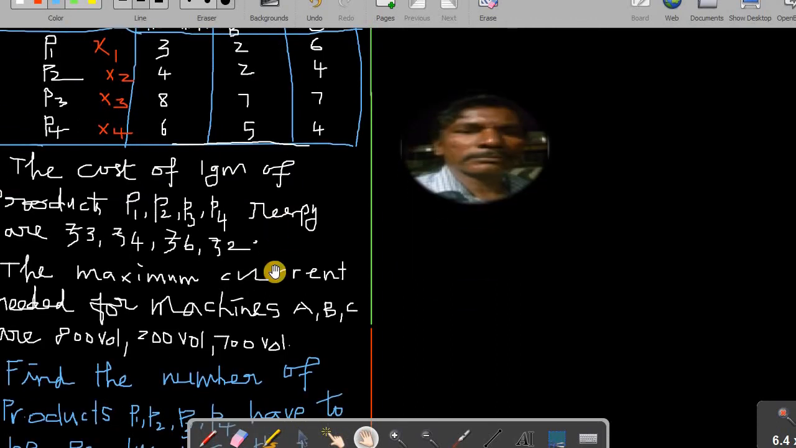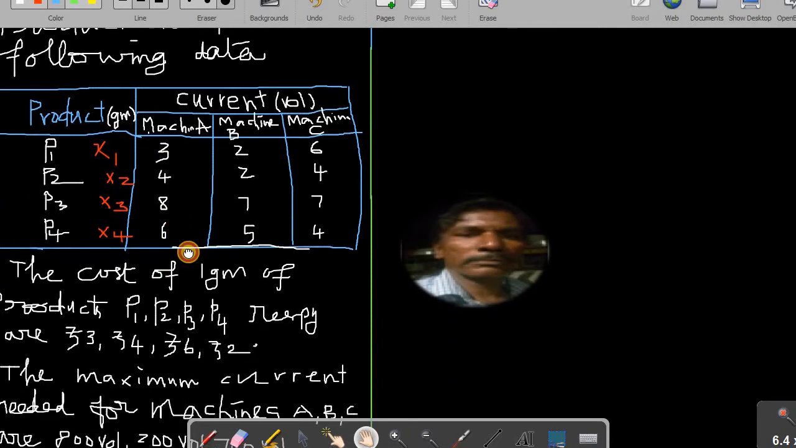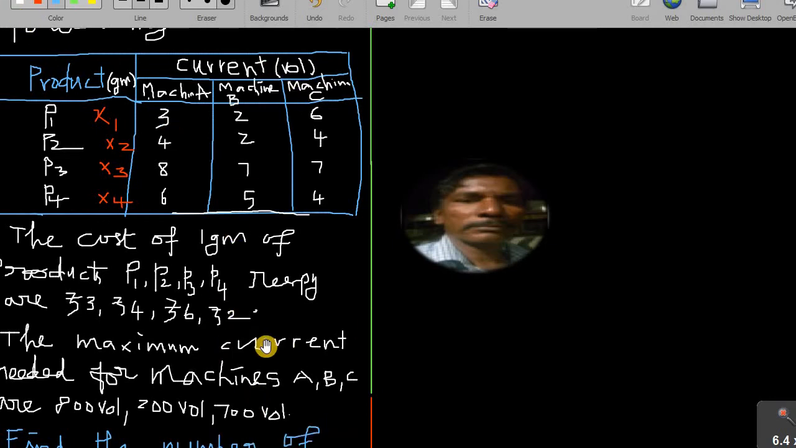Then what else is given there? The maximum current needed for machines A, B, C are given like this. The maximum current available for each machine A, B, C is given as 800 volts, 200 volts, and 700 volts. Look at this picture here. The maximum availability of machine A is 800 volts, 200 volts for machine B, and 700 volts for machine C. In such a way the data are given.